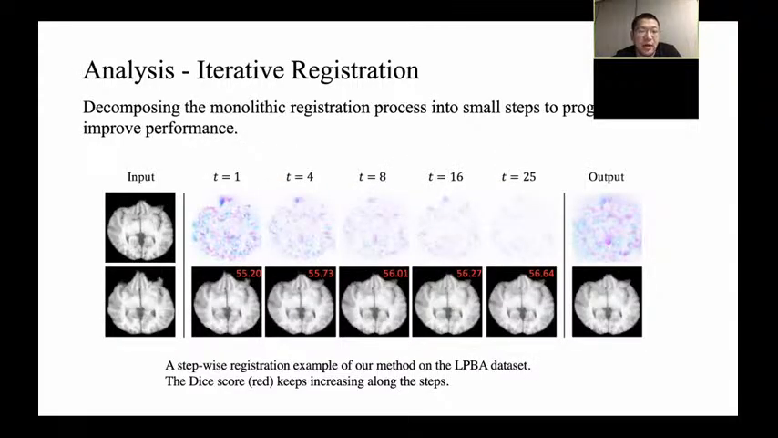As we mentioned before, our step-by-step method can improve the model progressively. We can see when we do registration in each step, our reward keeps increasing, not decreasing. But when we do the same thing with a one-step DL-based model, their reward may increase on the first step, and then after repeating, it will decrease. So that's the advantage of our method.